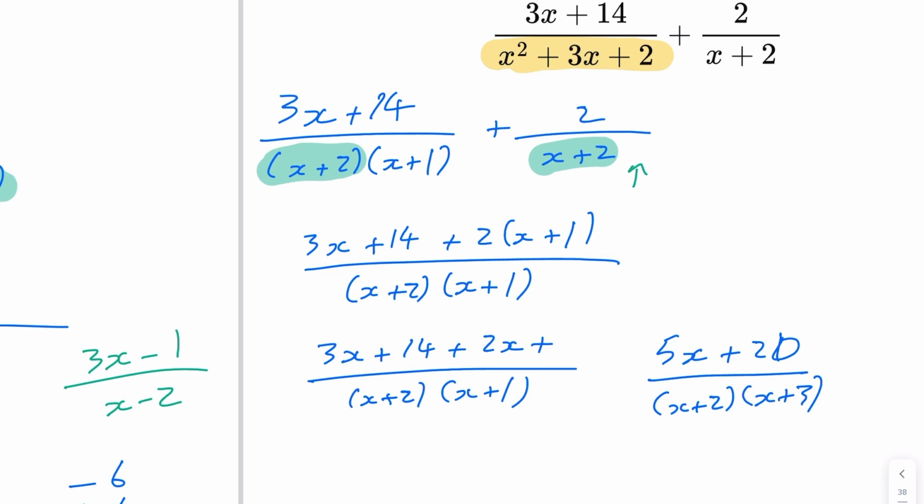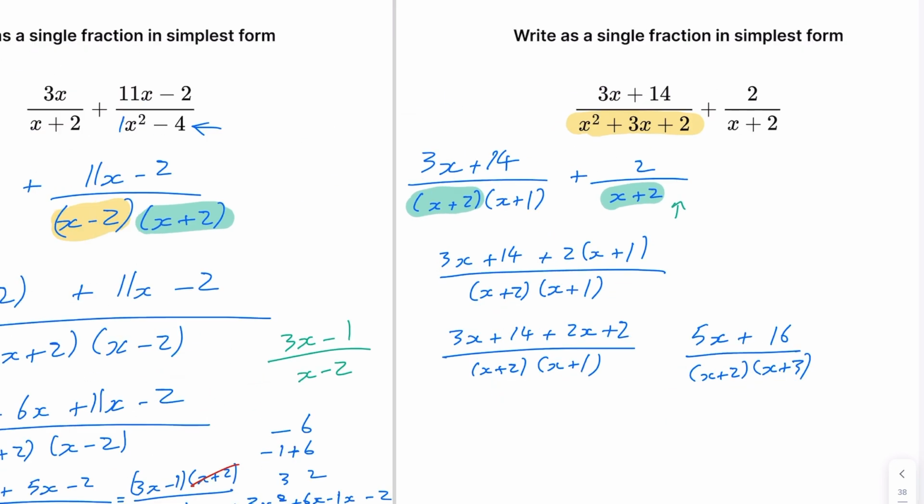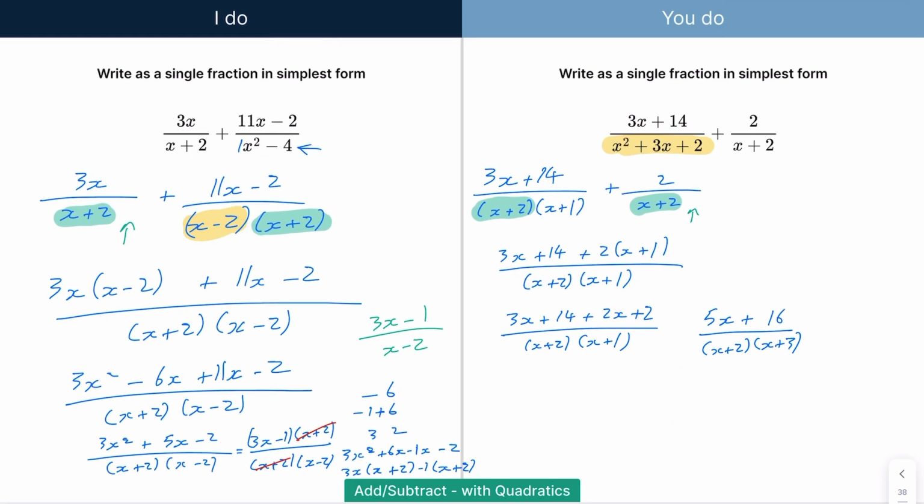So that should be 2, which should be 16. So let me just double check that. x squared plus 2x plus 3x plus 2. Awesome. x plus 1. Yep. 2x plus 2. Yep. 5x. Yep. Awesome. And that is it. I don't think that can be simplified any further, so we'll leave that there.